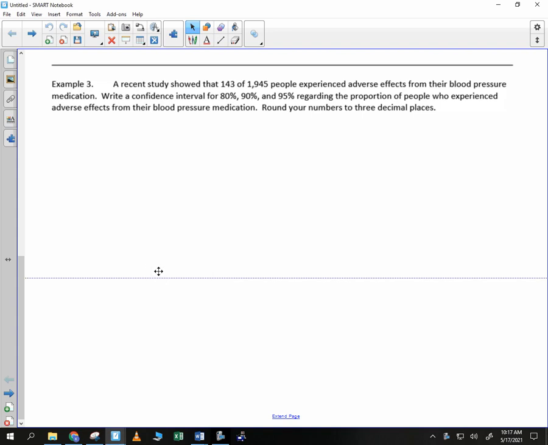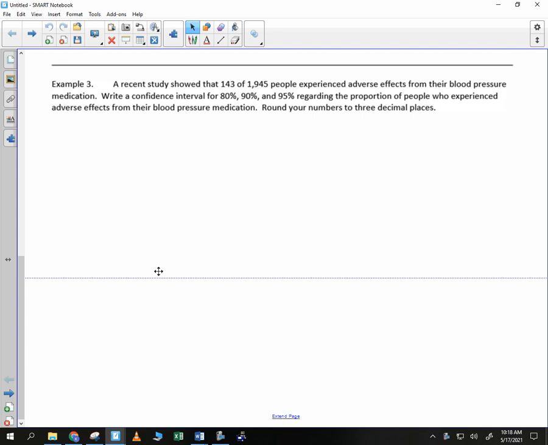Okay, here we go. A recent study showed that 143 of 1,945 people experienced adverse effects from their blood pressure medication. Write a confidence interval for 80%, 90%, 95% regarding the proportion of people who experience adverse effects from their blood pressure medication. Round your numbers to 3 decimal places.